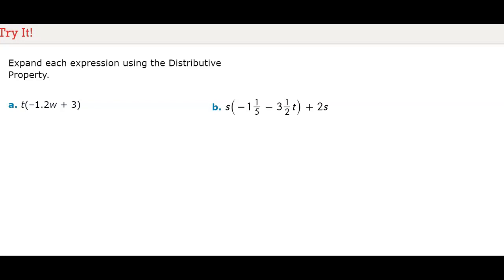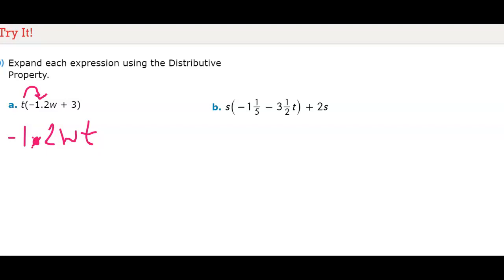Expand each expression using the distributive property. Let's work through A. So we have to use distributive property. T times -1 and 2/10 times W. I'm going to write -1 and 2/10 times W times T. That T gets added right into that term now.